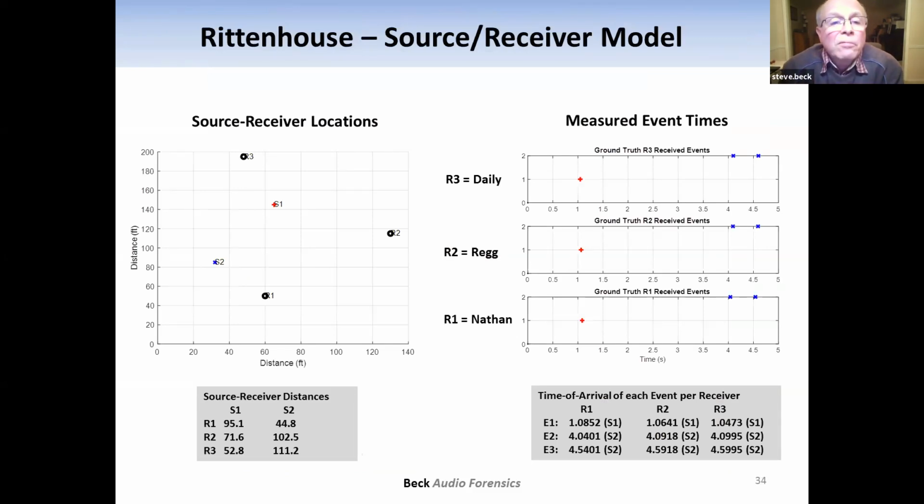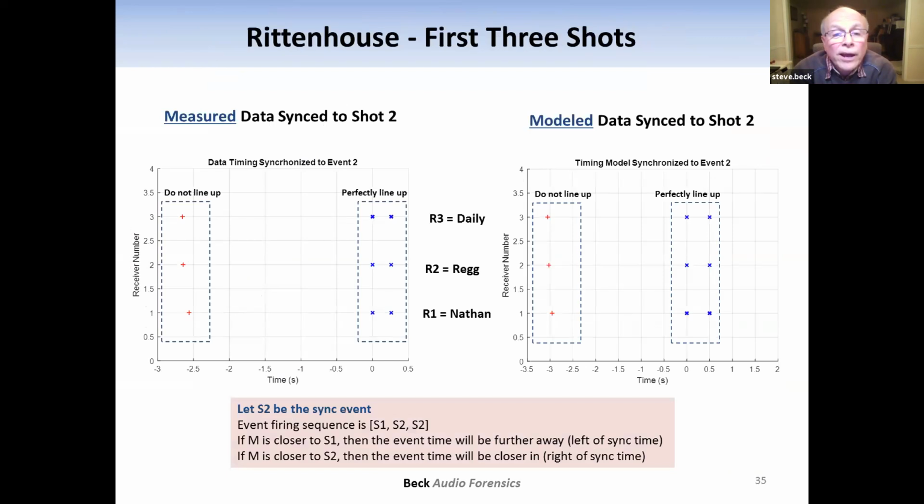And there's my grid, and I have my 3 receivers and my 2 sources. And I have on the left-hand side, and on the right-hand side, I have my measured event times, okay? So then I went and I aligned them up according to the shot number 2 that we know is the Rittenhouse shot. And it turns out that I only showed the first 2 in that group, and they are perfectly aligned. But if you look over on the left-hand side, they don't look like they align very well, okay? And that's what we showed.